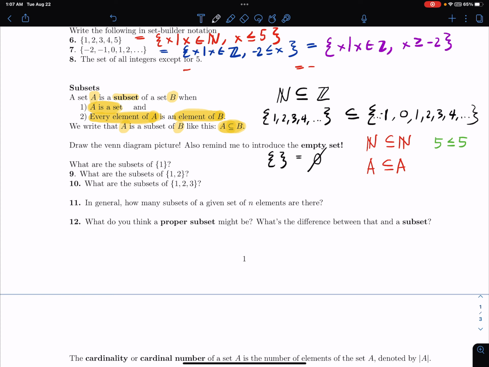Okay. Now, to answer some questions, what are the subsets of the set with just 1 in it? And then question 9, what about 1, 2? What about 1, 2, 3? And then here's a big question. In general, how many subsets of n elements are there? Okay, big questions. And then after that, what's a proper subset? Okay, these are all big questions.